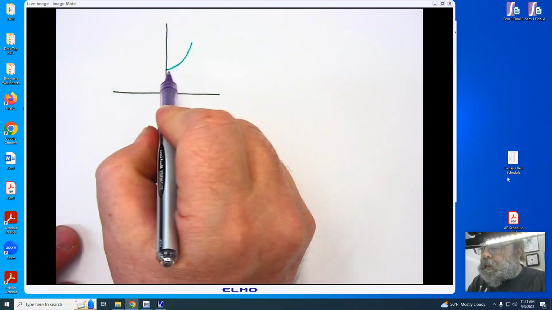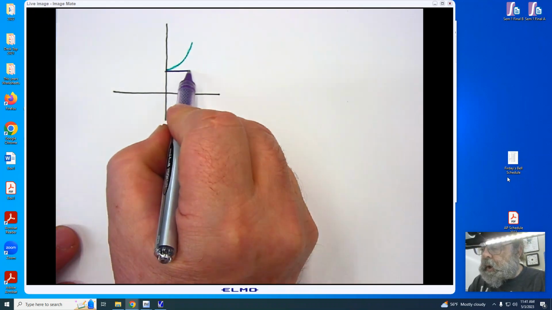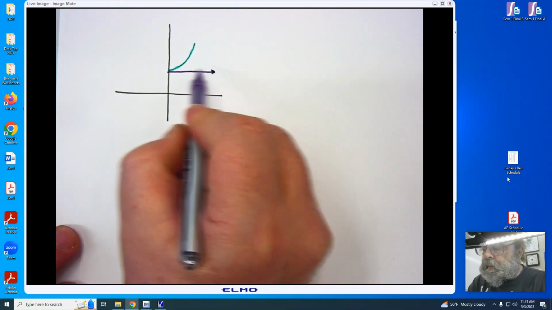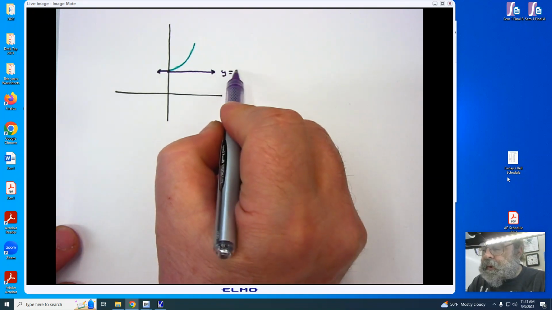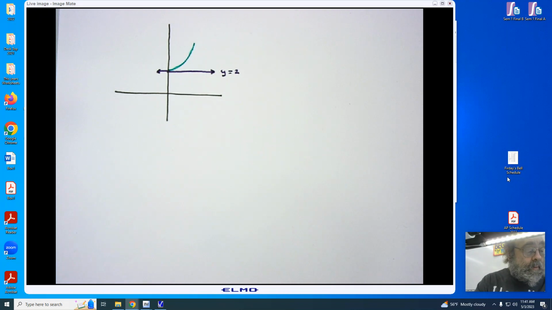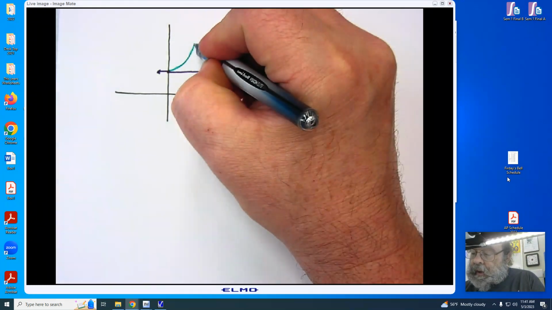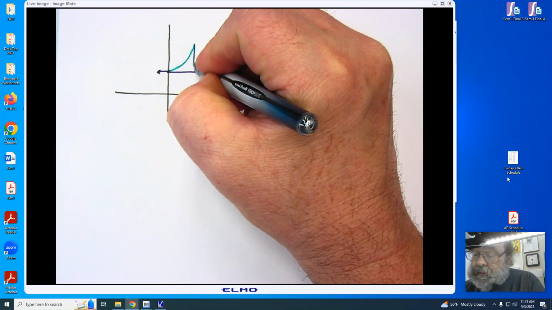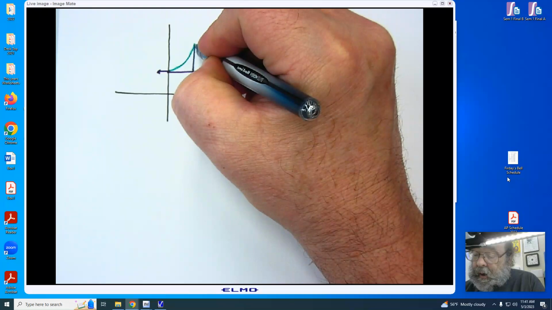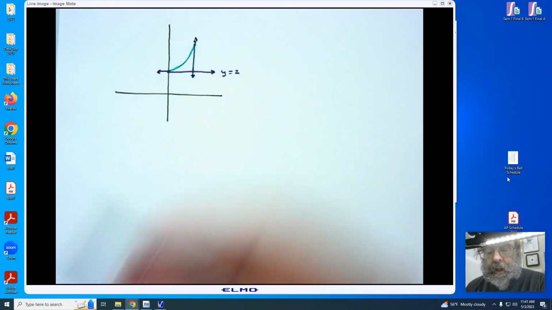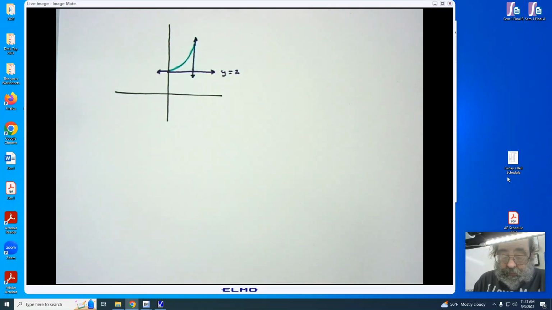Then we have the horizontal line. This is y equals 2. And let's use a blue. And right here is my x going straight down and straight up. Okay, and that was x equals 2.